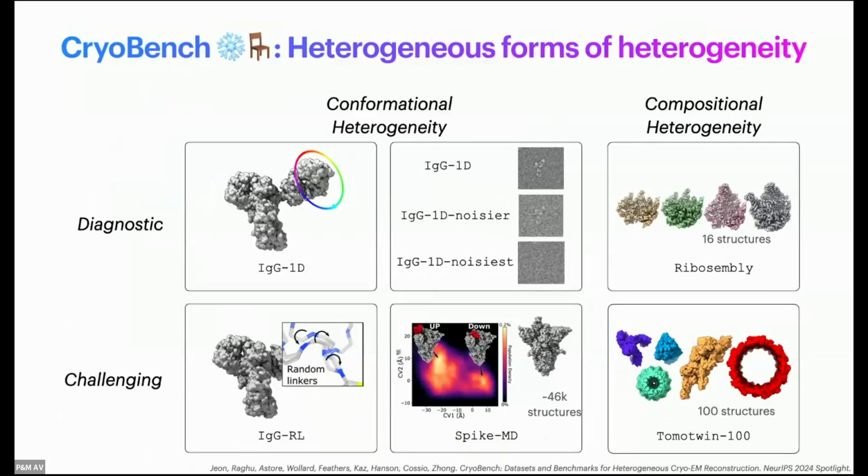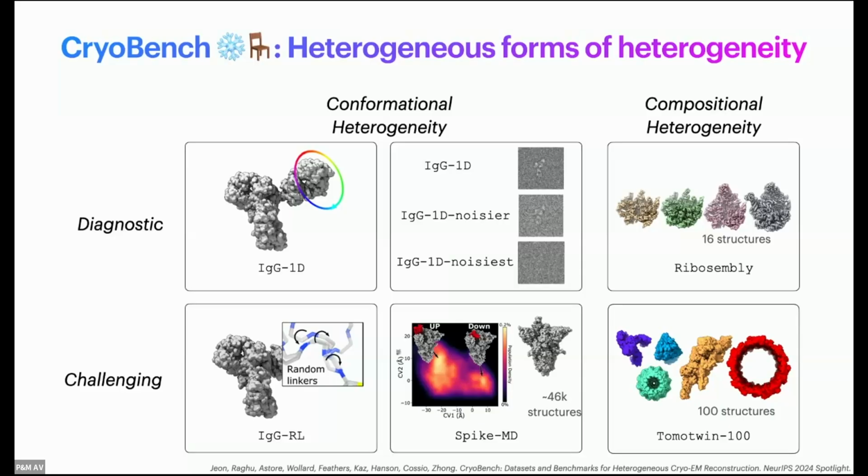So one thing that we're doing is developing rigorous benchmarks. The heterogeneity problem is itself heterogeneous. So we've broken this up into both compositional and conformational heterogeneity, although you can definitely have a composition of the two. And we've also broken things up into diagnostic or simple data sets that are easy to qualitatively evaluate, as well as challenging data sets that motivate new methods development.